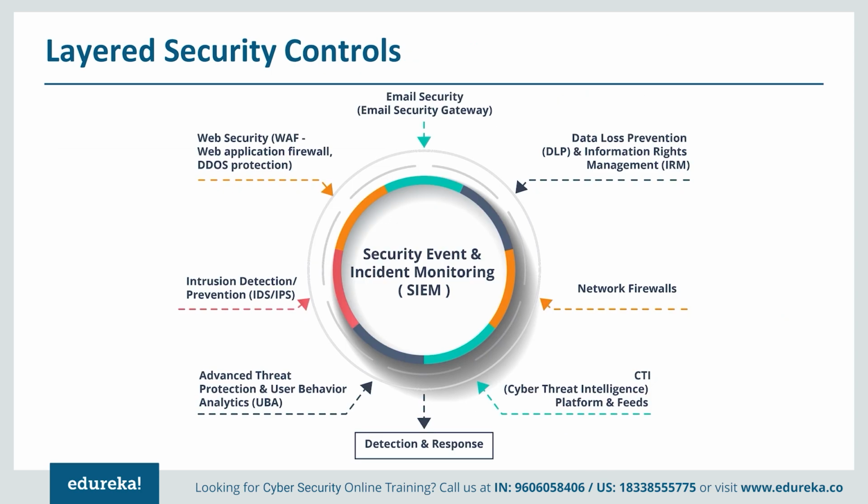So what are the security controls we have? Email security that will keep on monitoring your incoming and outgoing emails, data loss prevention or information rights management software to ensure that the data is confidentially safe and resides inside your network, your network firewall to secure your network traffic, and cyber threat intelligence or platform feeds. Cyber threat intelligence is commonly available from vendors like Verizon, Symantec, FireEye. These are openly available. We can subscribe to them, and sometimes most of the intelligence is free for most customers. Then detection and response, advanced threat protection, user behavior analytics, intrusion prevention and detection, and web application firewall.